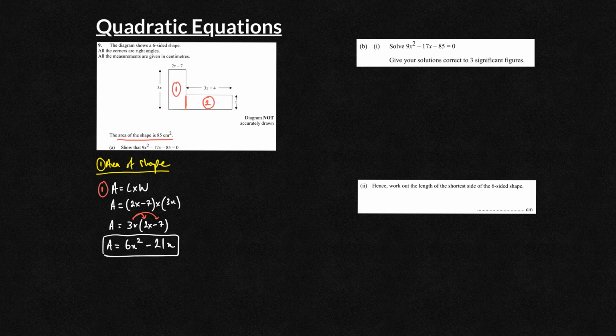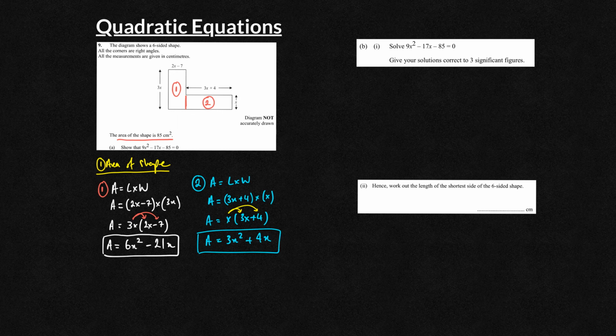I'm now going to do the exact same thing, but this time for shape 2. So for shape 2, area equals length times width. Area equals 3x plus 4 times x. Again, just to clear it out, I'm going to put x on the outside, x times 3x plus 4, and then expand like so. So x times 3x is going to give me 3x squared, and x times 4 will give me plus 4x, and that's for shape 2.